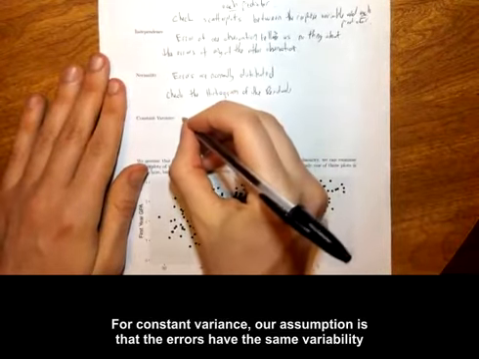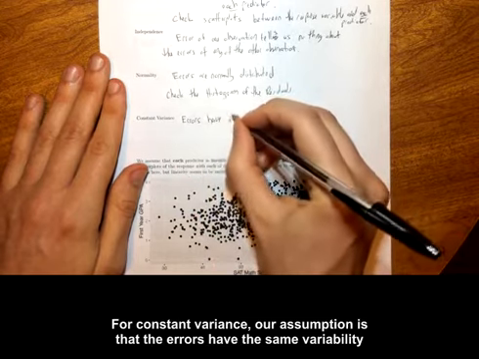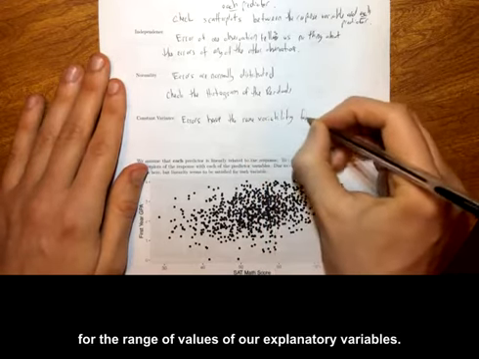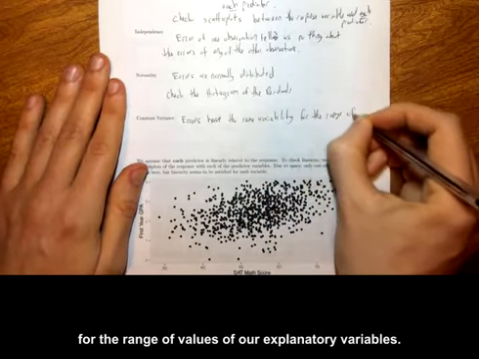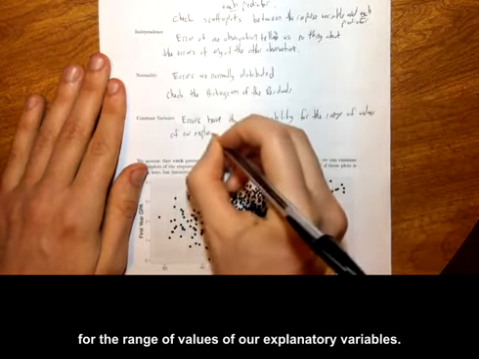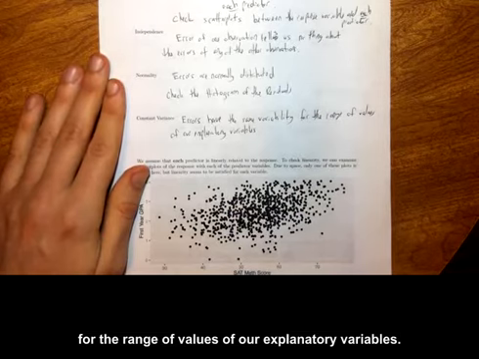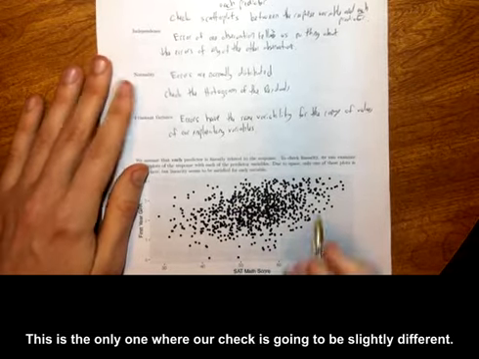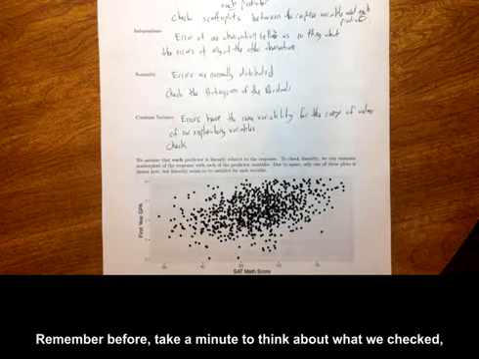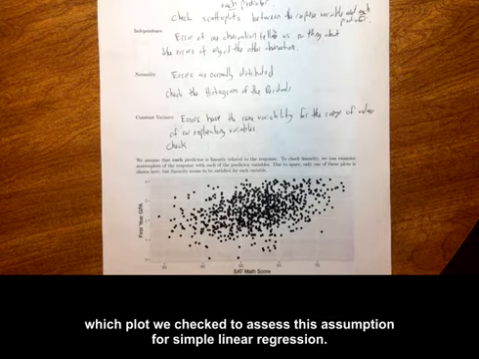For constant variance, our assumption is that the errors have the same variability for the range of values of our explanatory variables. This is the only one where our check is going to be slightly different. Remember before, take a minute to think about which plot we checked to assess this assumption for simple linear regression.